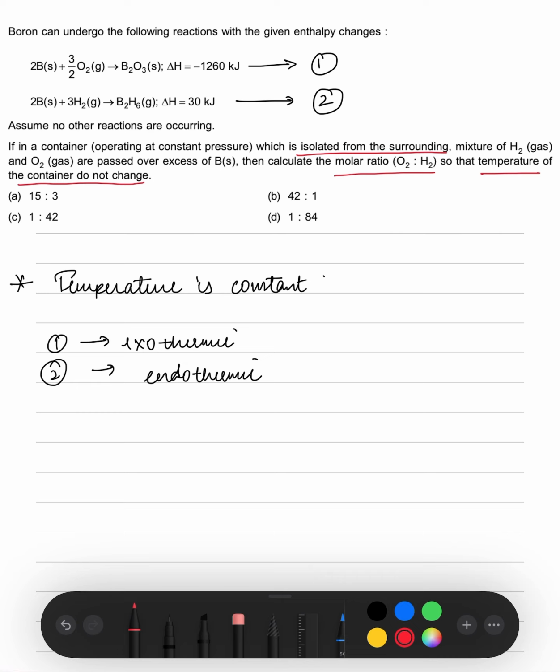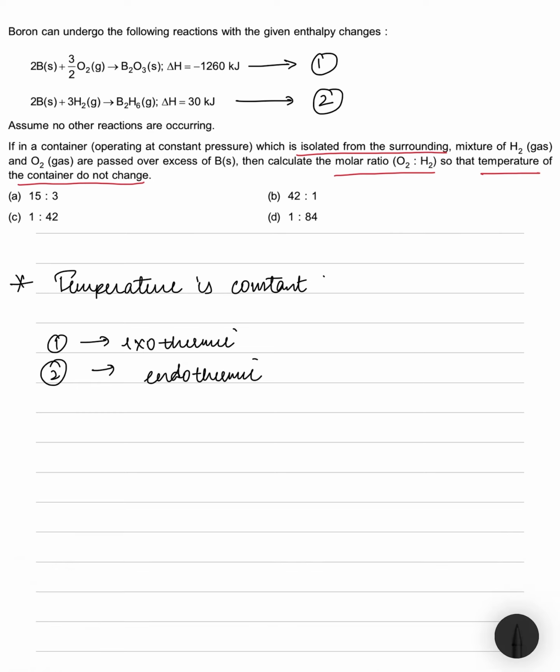Now, two things are there which we need to understand in this question. One thing is that the first reaction which is taking place is exothermic and the second reaction is endothermic, right? And most importantly, the temperature of the reactor or the container is not changing. That means whatever heat is coming out from the first reaction is getting utilized in the second reaction. That is how we can infer, right? Because otherwise, if there is any change in the heat, there will be a change in the temperature.